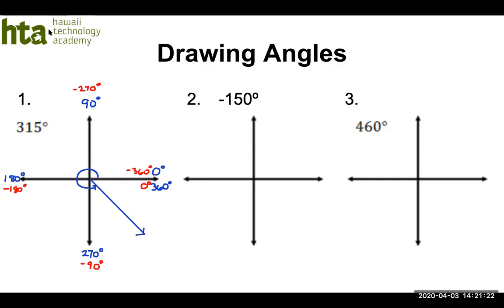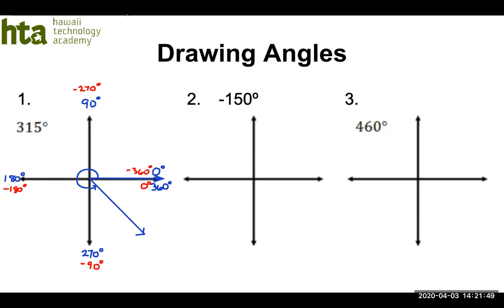And I am going to put an arrow here, the initial side. So notice that the blue crescent that I drew is showing that we're going in this direction, and that's why it's 315 degrees, because we're going in a counterclockwise direction, starting from the initial side, the standard position. All right, let's do negative 150.